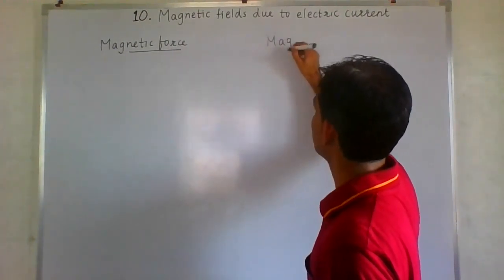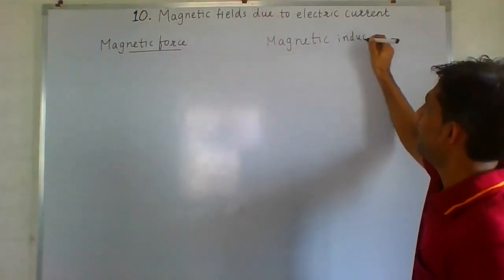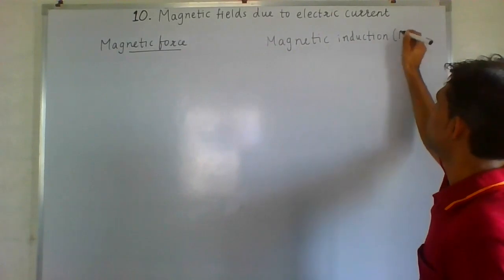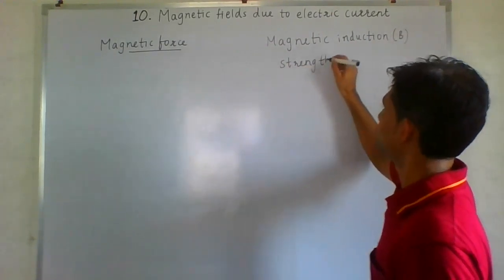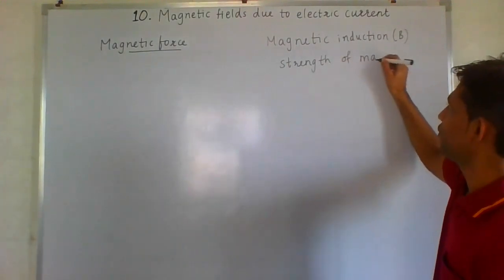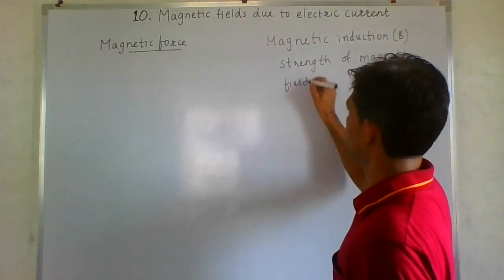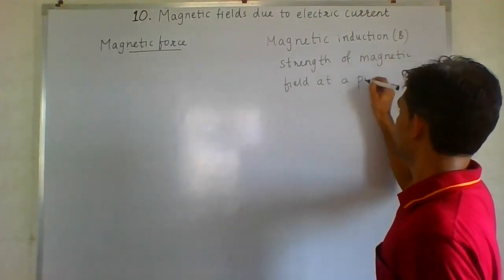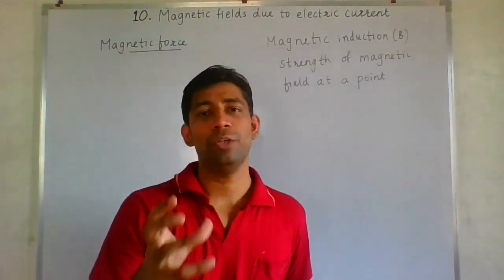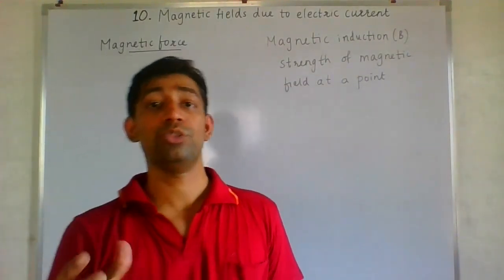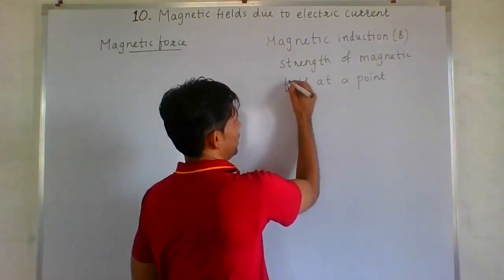Magnetic induction, which is denoted by letter capital B. I'll write this. It is strength of magnetic field at a point. So in short, magnetic field का एक value बताता है. Magnetic induction gives you the magnitude of magnetic field present at that point.